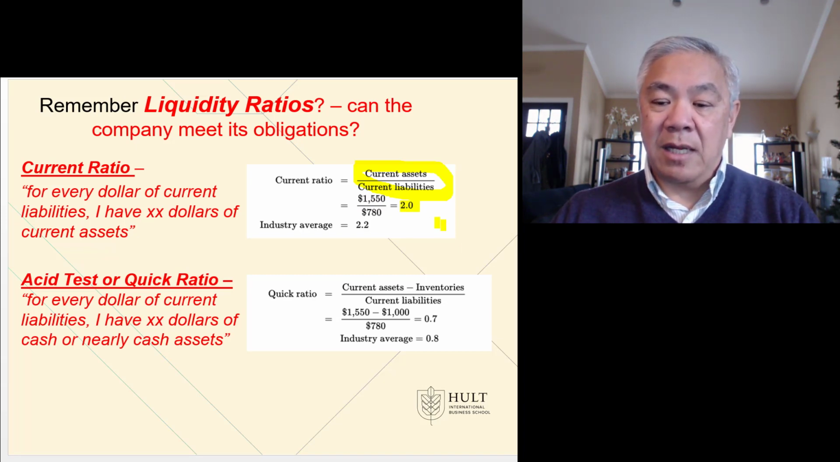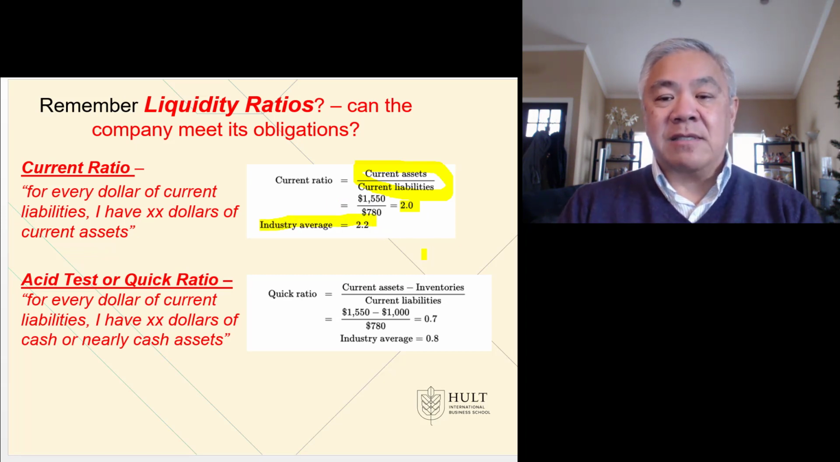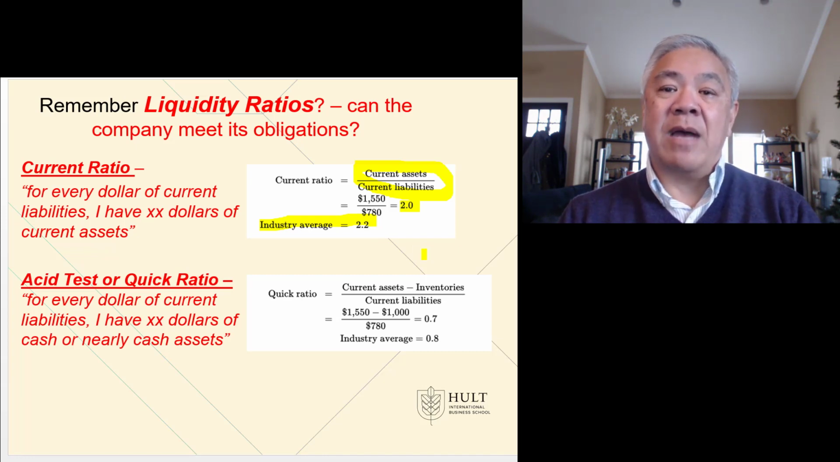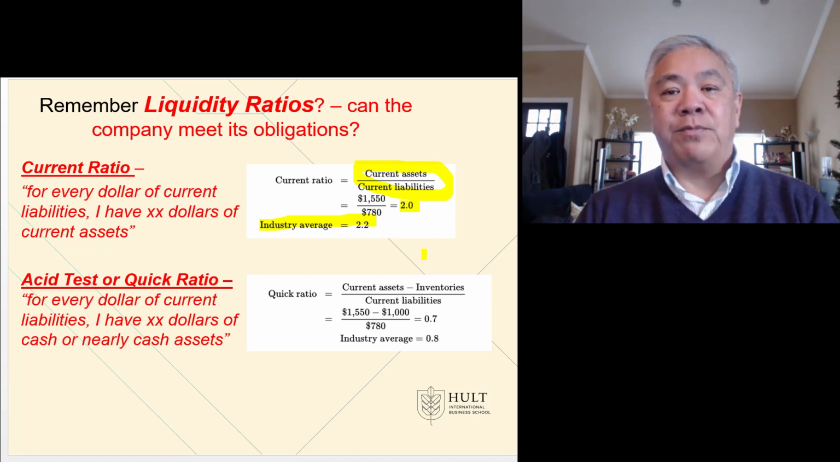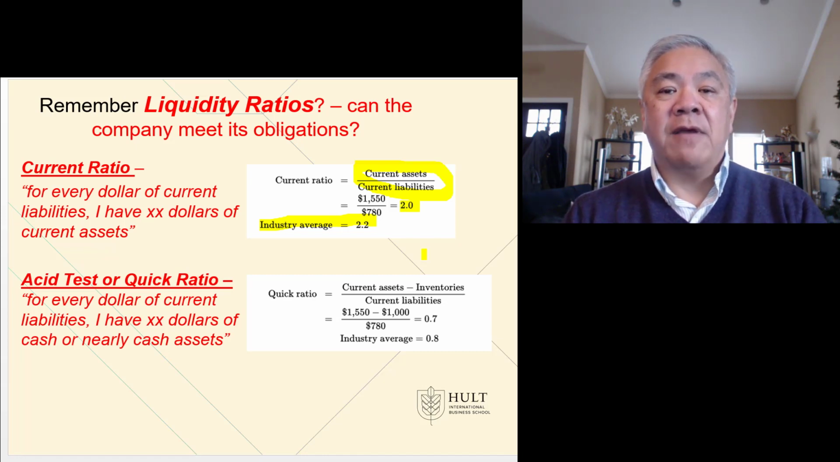2.0 compared to what? It's most useful when you have an industry average. So now we see a couple things. By general standards, 2.0 is pretty good, right? It's double the amount of current assets in excess of the current liabilities. So that feels pretty good. However, compared to the industry, it lags a little bit. The industry is actually in more healthy shape at 2.2. We're 2.0, a little bit less safe than the industry, but certainly not bad.